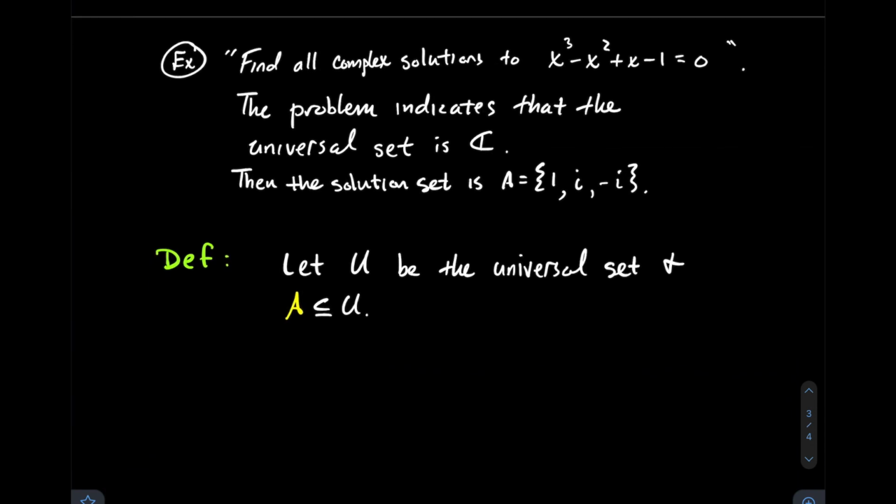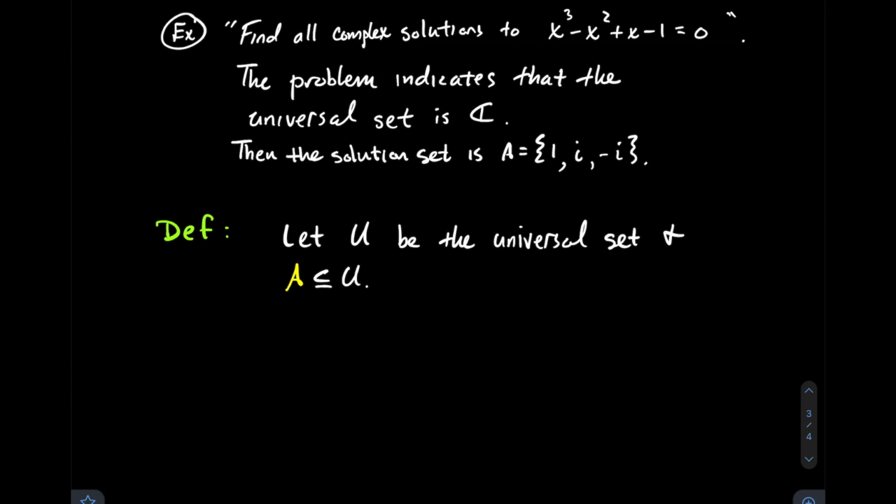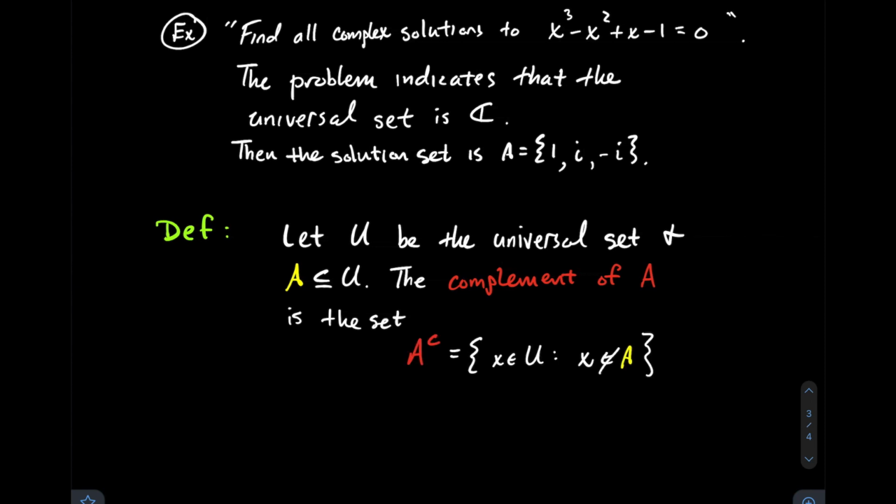The last definition I'll tell you about: if you've got a universal set U, and you've got a set that's contained in there, then one other operation that we can do is take the complement of a set. And so the complement of a set A is the following. I'm going to denote it by A with an exponent of C. Some other books use a bar.